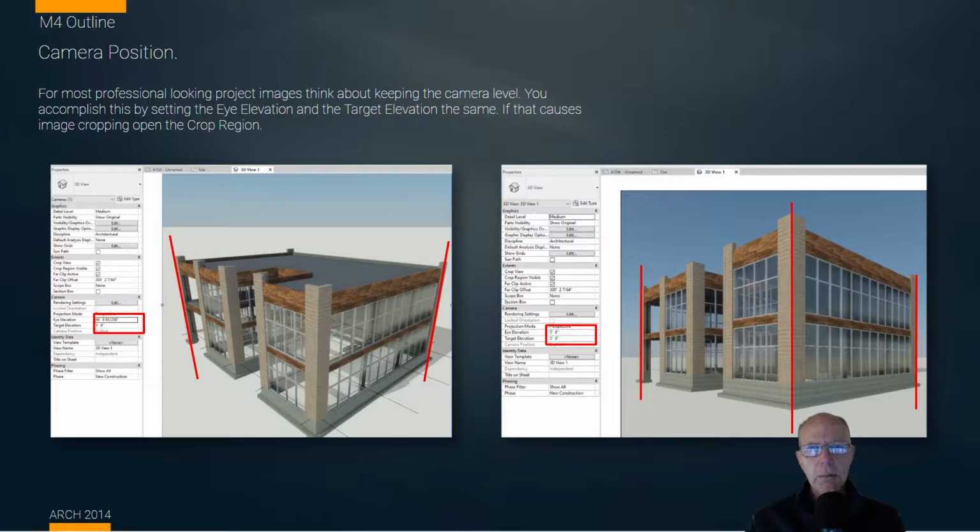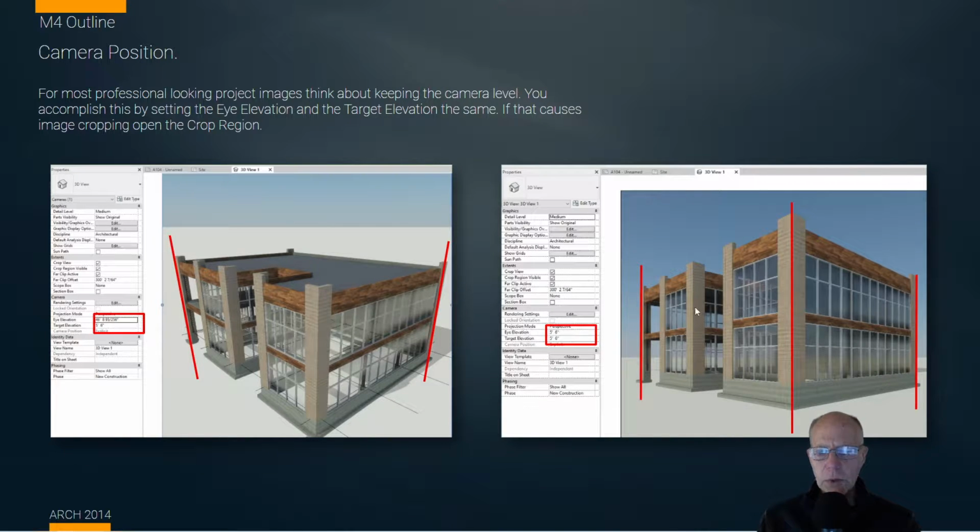If you look at any professional publications, even websites of architects, and you see the way they present their architecture, you'll notice that the vertical lines of the building are always vertical. They don't have any kind of perspective distortion on them. The easy way to make sure that that always happens is to make sure that your eye elevation and your target elevation are matching each other.